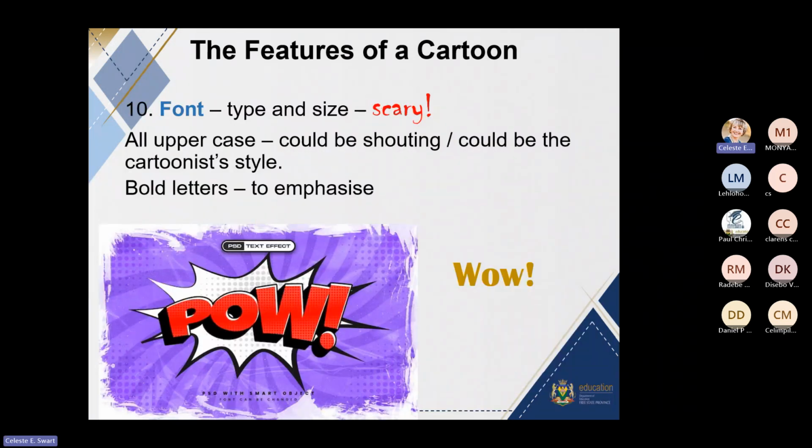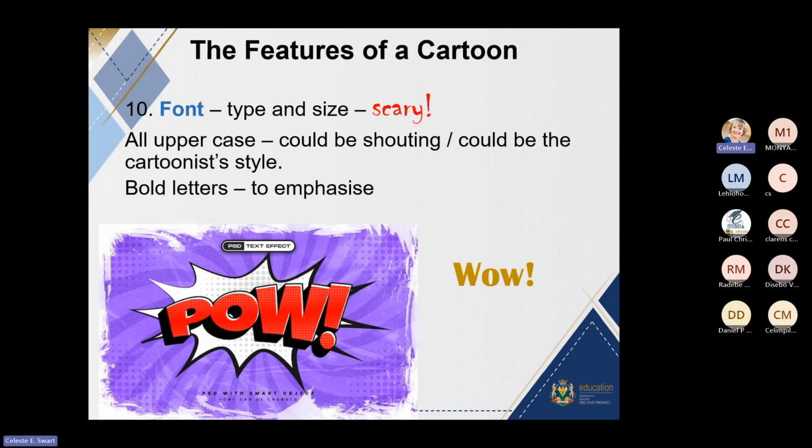Then the font, type and size. You get different types of font. You can get one that looks like the red one, scary. If it's all in uppercase, it could be that this person is shouting, but it could also be the cartoonist's style. So if the cartoonist does everything in capitals or uppercase, they probably will keep doing it.